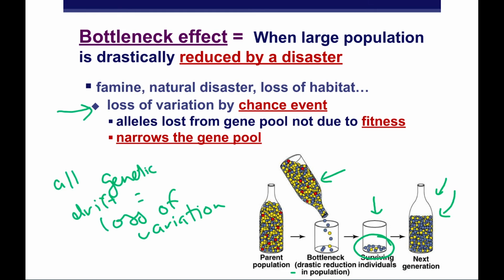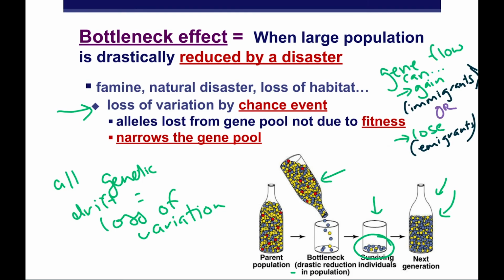So you might want to write that down. All genetic drift leads to a loss of variation. Okay? This is different from gene flow, because gene flow, depending on the scenario, can have a gain of variation or a loss of variation. With gene flow, if individuals come into the population, they're going to gain variation. But if individuals leave the population, they're going to lose variation. So variation in gene flow can depend on the scenario.